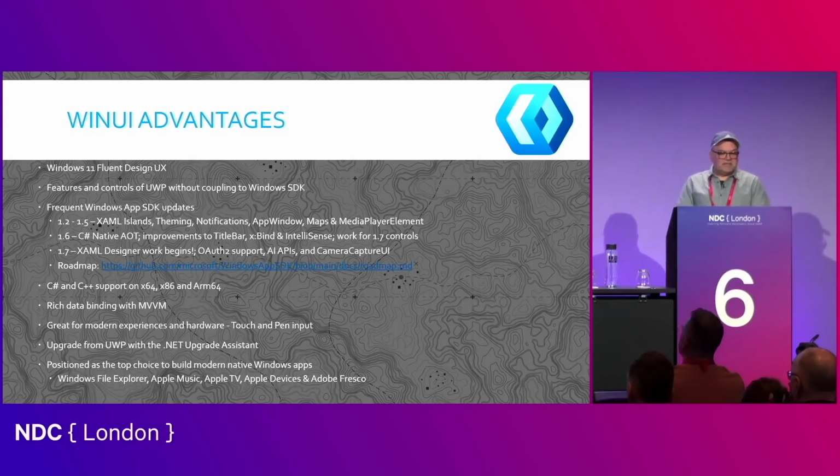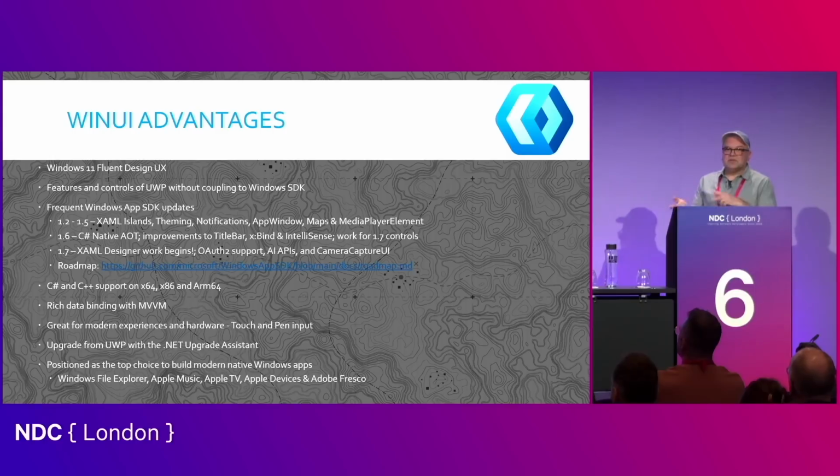It gets frequent updates. So in versions 1.2 to 1.5, they added XAML islands, which is a way to interop between WinUI and other frameworks. That is kind of limited right now. It only supports C++ projects. It also added some theming enhancements, notifications API, so you could get your little toast notifications in your app. It added an app window for some more advanced windowing support. And maps control and a media player control were added in those releases.